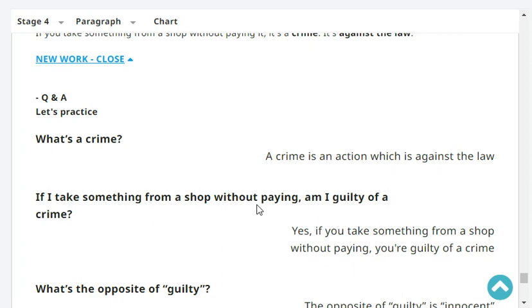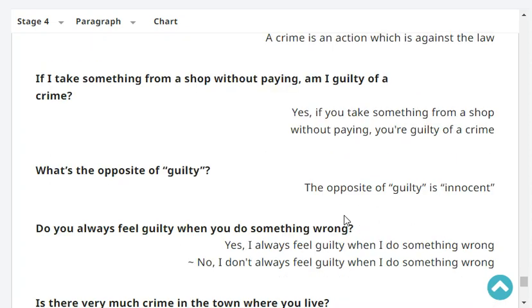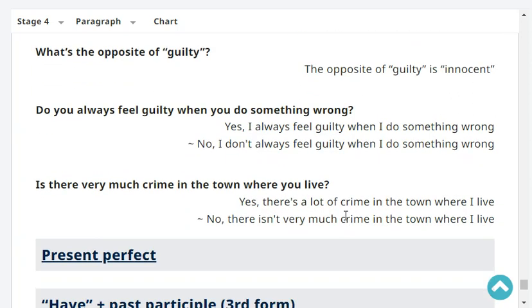What's the opposite of guilty? The opposite of guilty is innocent. Very good. Do you always feel guilty when you do something wrong? Yes or no? No, I don't always feel guilty when I do something wrong. Is there very much crime in the town where you live? Yes or no? No, there isn't very much crime in the town where I live.